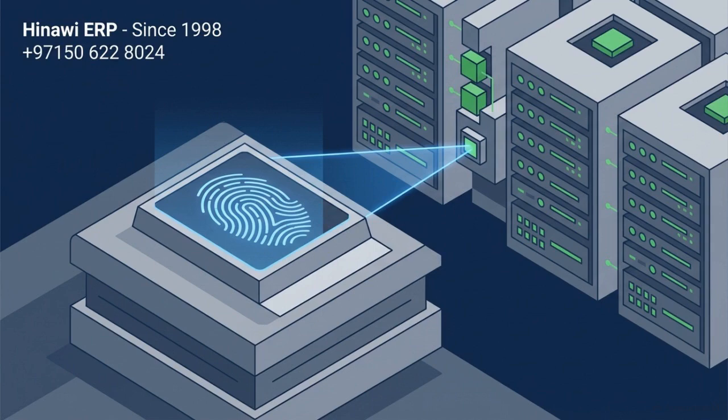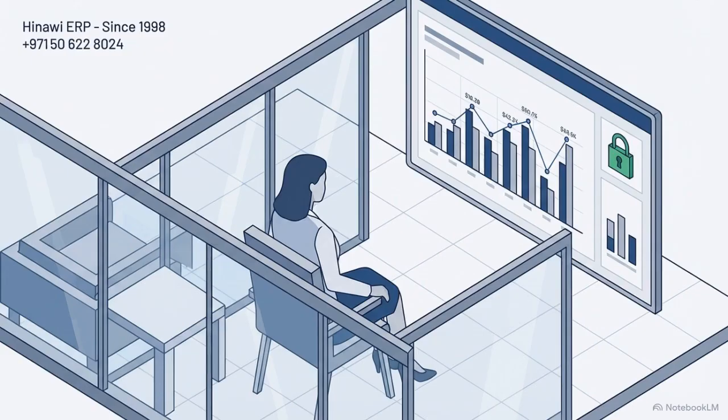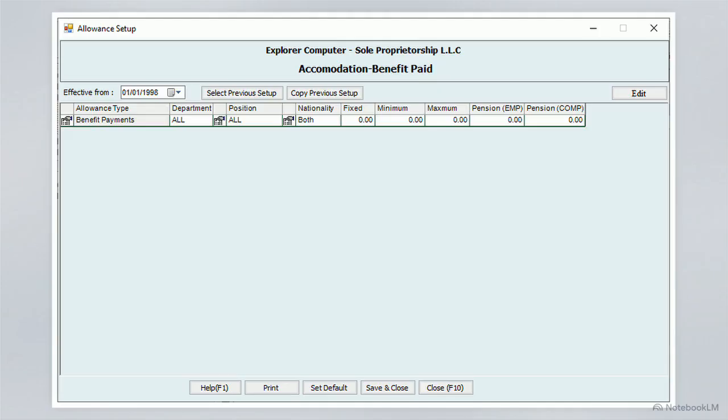This screen is accessed by authorized users only, as it contains critical system configuration. In this video, we will explain how this setup protects your business from costly mistakes. This is the Accommodation Benefit Paid screen within the Allowance Setup interface. It defines the strict financial rules for employee accommodation benefits.